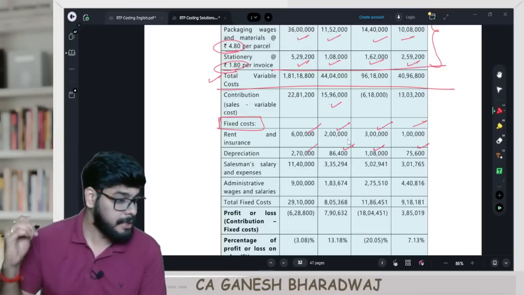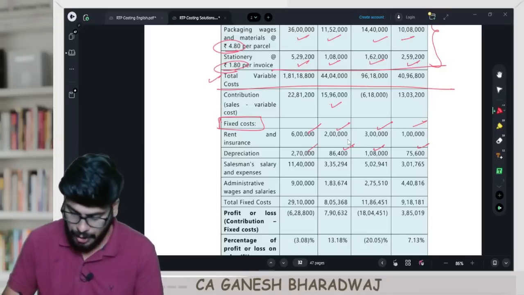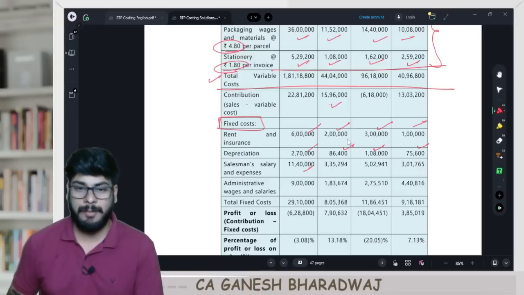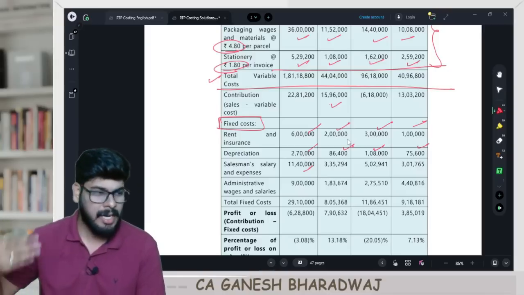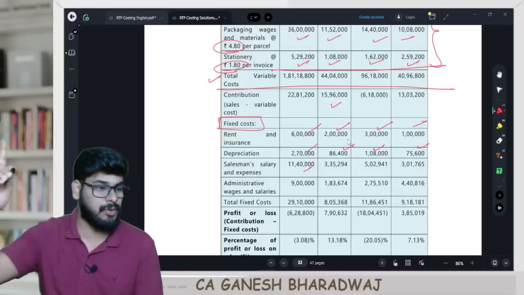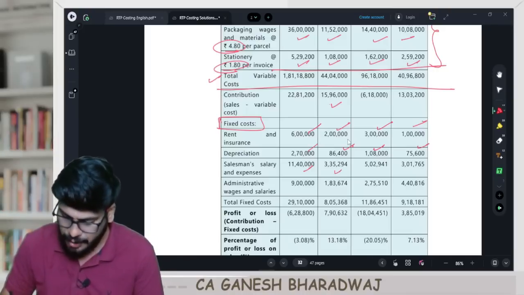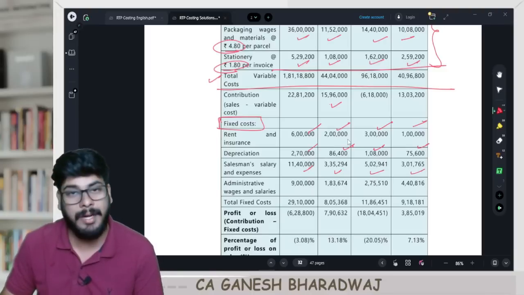Next, salesman salaries and expenses, 11,40,000. This 11,40,000 should be apportioned on the basis of what? Sales volume they have given. In units, sales is not there, but sales figures is there. It's 60 is to 90 is to 54. Product wise, we have the sales figure. If you apportion it, the figure that you will get is 335,294, 502,941 and 301,765.